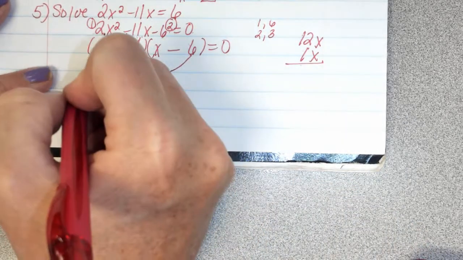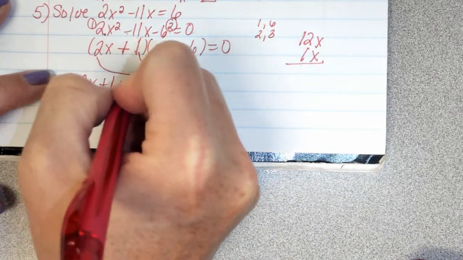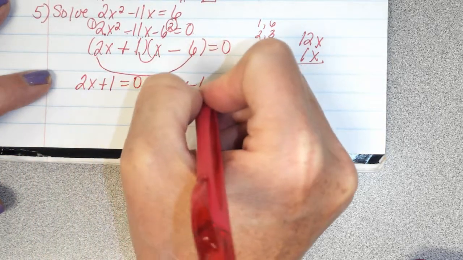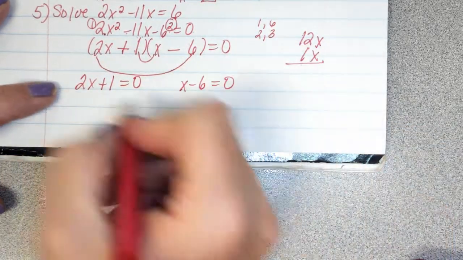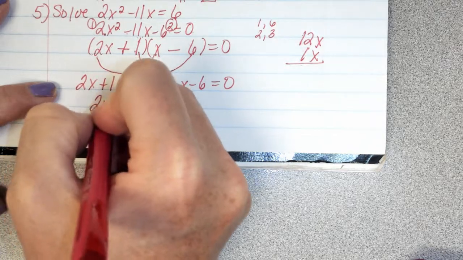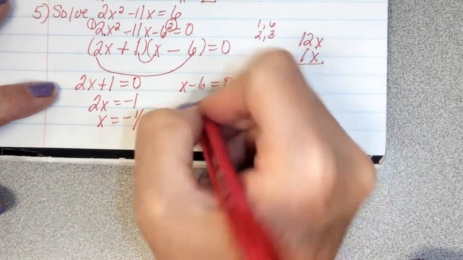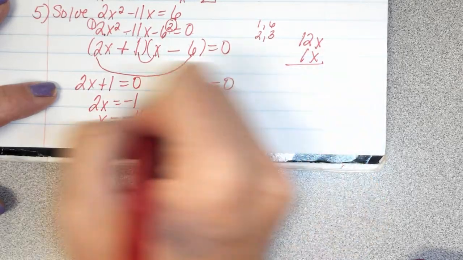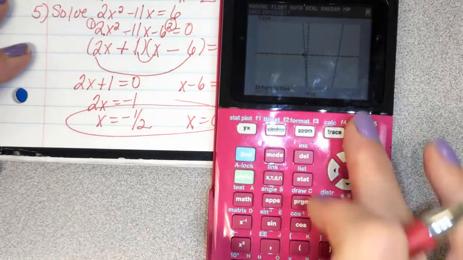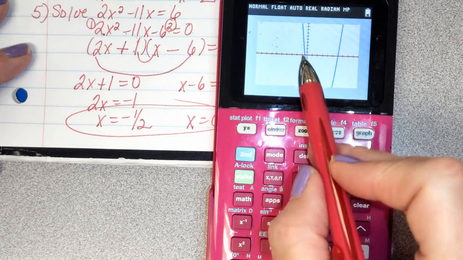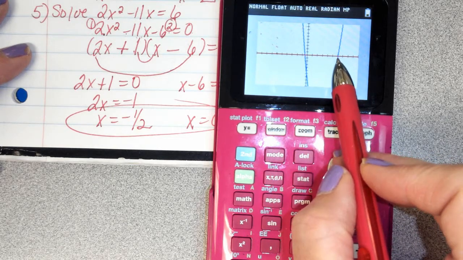So once it's factored, I can do 2x plus 1 equals 0. X minus 6 equals 0. Solving this, I'm going to get 2x equals negative 1. X is negative 1/2. Add your 6. X equals 6. Look back at our graph. See that? Negative 1/2 and 6.